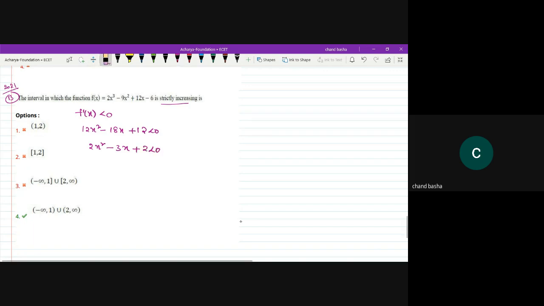Increasing, right? Increasing means greater than, right? What is meant by increasing? Which is greater than 0. Greater than. 2 into 2, 4, that is 2 times x square minus 4 times x plus x plus 2. So 2 into 2, 4 minus 4x plus x.